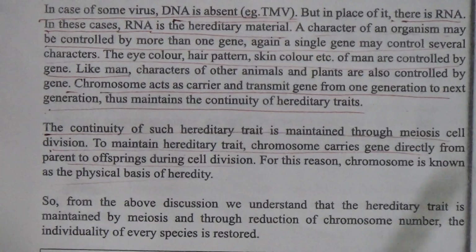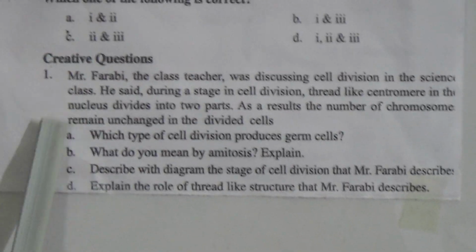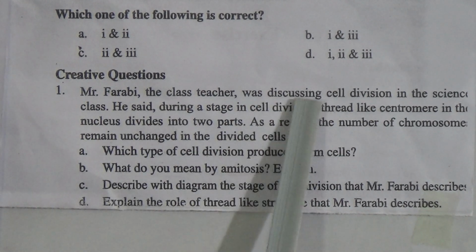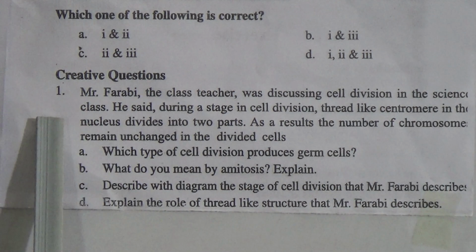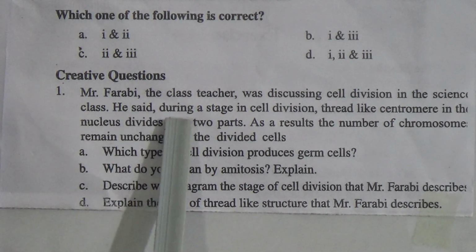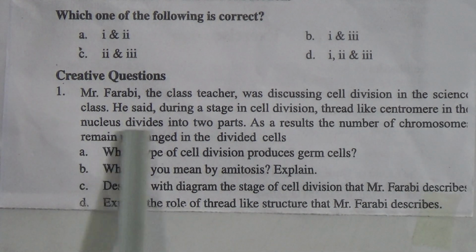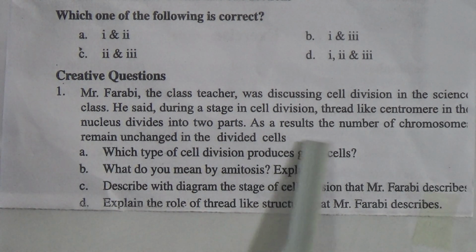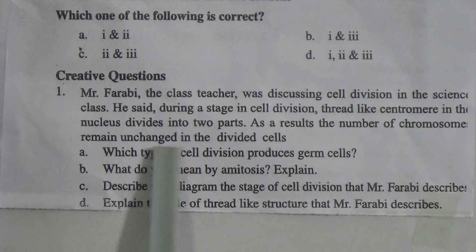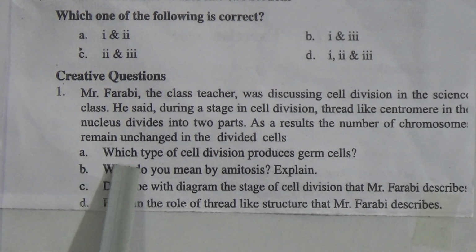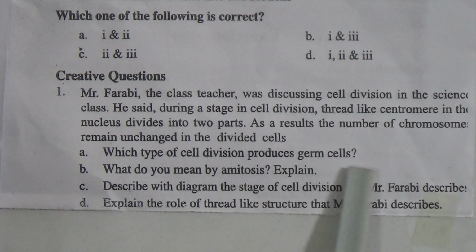My dear students, now come to next CQ number 1. Here see the stem. Mr. Farabi, the class teacher, was discussing cell division in the science class. He said during a stage in cell division, the thread-like centromere in the nucleus divides into 2 parts. As a result, the number of chromosomes remains unchanged in the divided cells. Question A, which type of cell division produces germ cells?